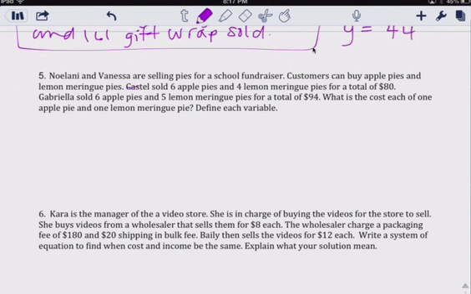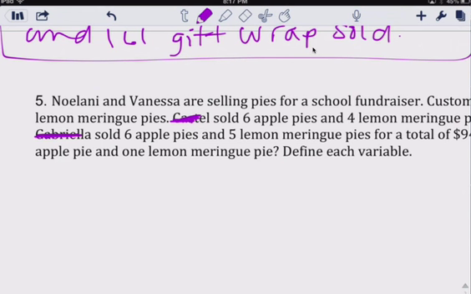Oh, I forgot to change their names to, sorry, Nolani and Vanessa. This should have said Nolani. I tried. This should say Vanessa.